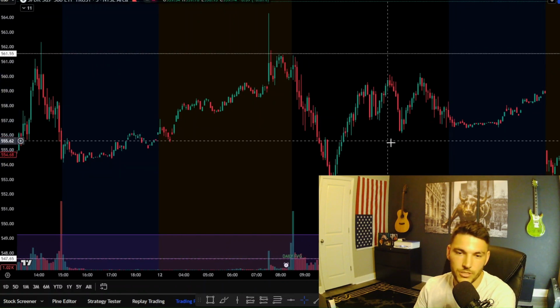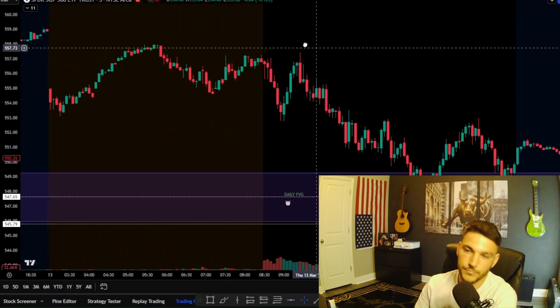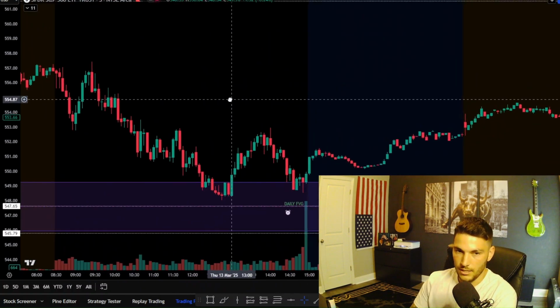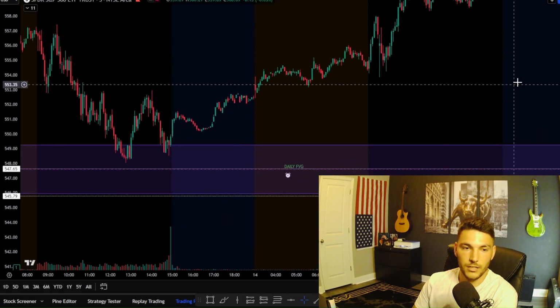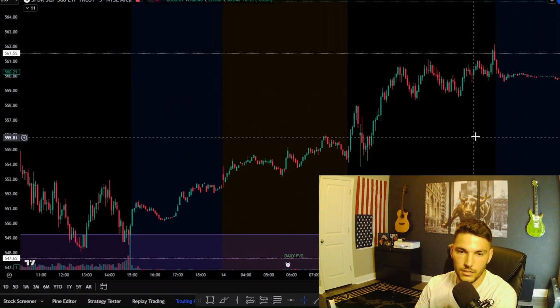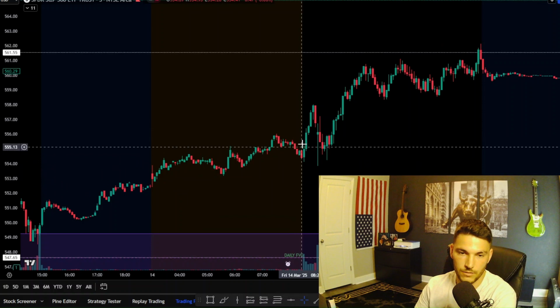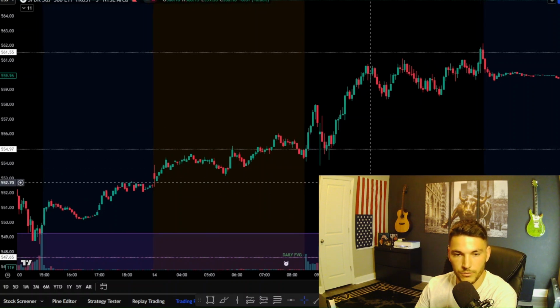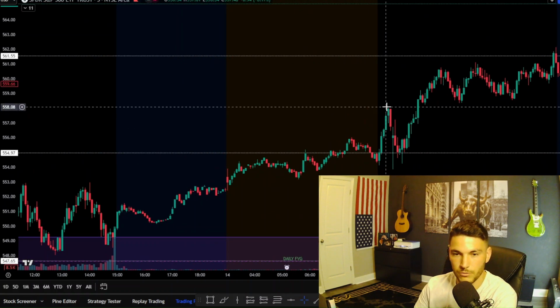So yeah, there's a bunch of different ways to skin the cat with that, but that's pretty much all I use my fib for. Is just like, okay, let's make sure that the pullback's good. Let's see if we want to add, like right here. You know, this was a fair value gap.